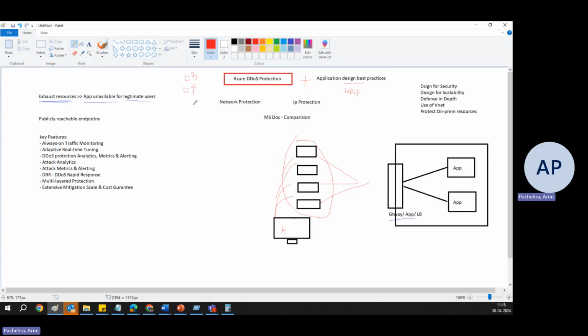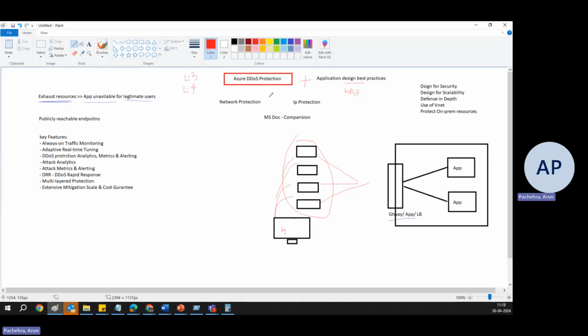Do not be surprised by this. This is true. I can show you in the documentation as well. We will show you that. So you need to plan your application as per the best practices of designing it on cloud, and you need to protect your layer 7 through WAF. Now WAF will take care of the DDoS attacks on layer 7, but DDoS attacks on layer 3 and layer 4 will be taken care of by Azure DDoS Protection.